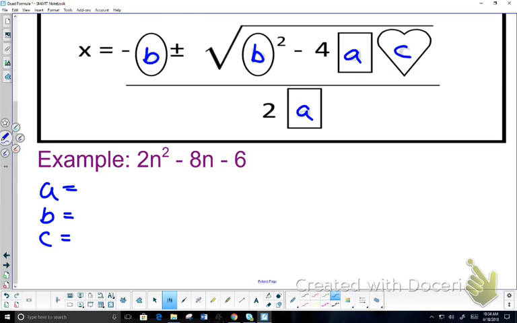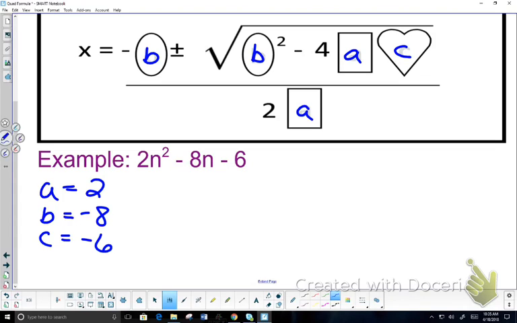Decide what's A, decide what's B, and decide what's C. But long before you do that, you must make sure it is in standard form, is it? Yes. So go ahead and write down A, B, and C. Chris, what's A? A would be 2. What's B? Negative 8. What's C? Negative 6. Everybody okay with that?